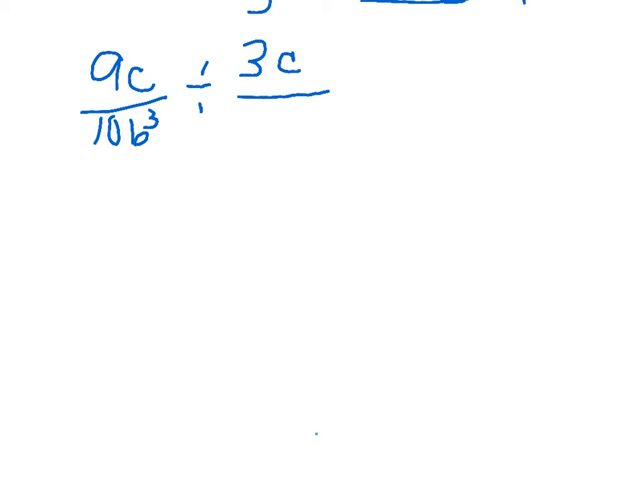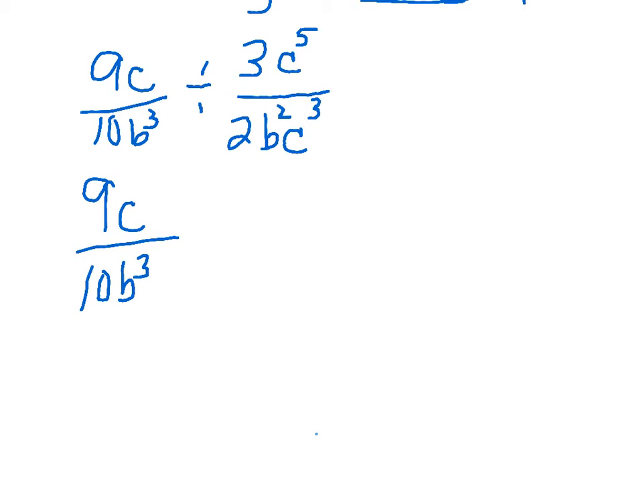Let's see, how about 9c over 10b to the 3rd divided by another fraction. This one will be 3c to the 5th over 2b squared c cubed. Alright, skip, flip, multiply. In other words, recopy, flip, and then multiply.